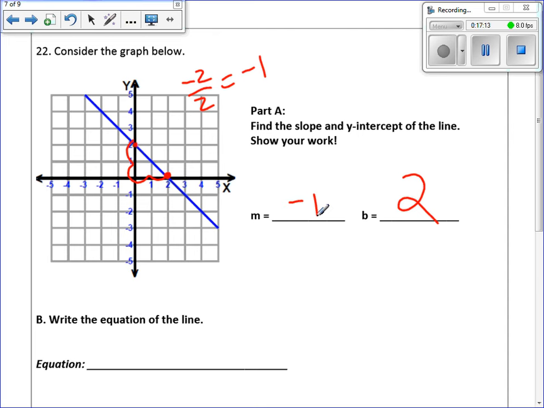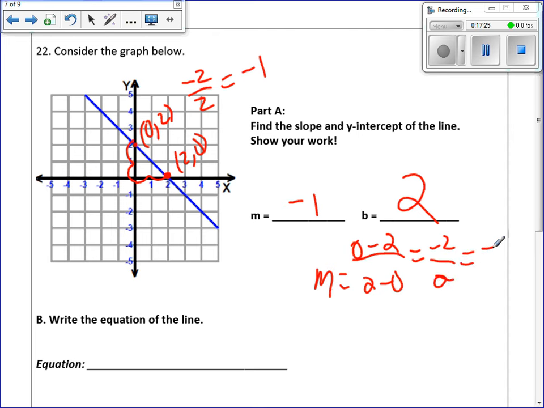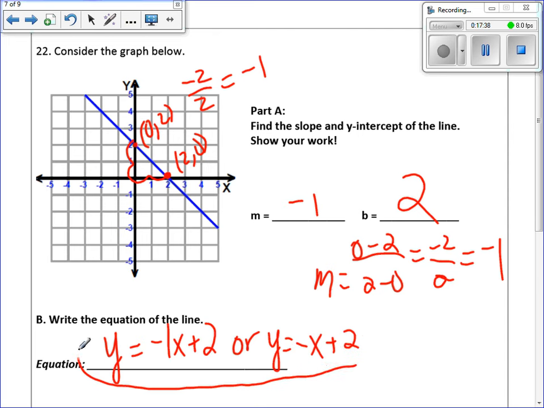If you're going to use the slope formula, show the work. So this coordinate is 0, 2. This coordinate is 2, 0. So 0 minus 2 over 2 minus 0 equals -2/2, which equals -1. That's the kind of thing we're looking for. Y equals -1x plus 2, or y equals -x plus 2. Both of those are fine.